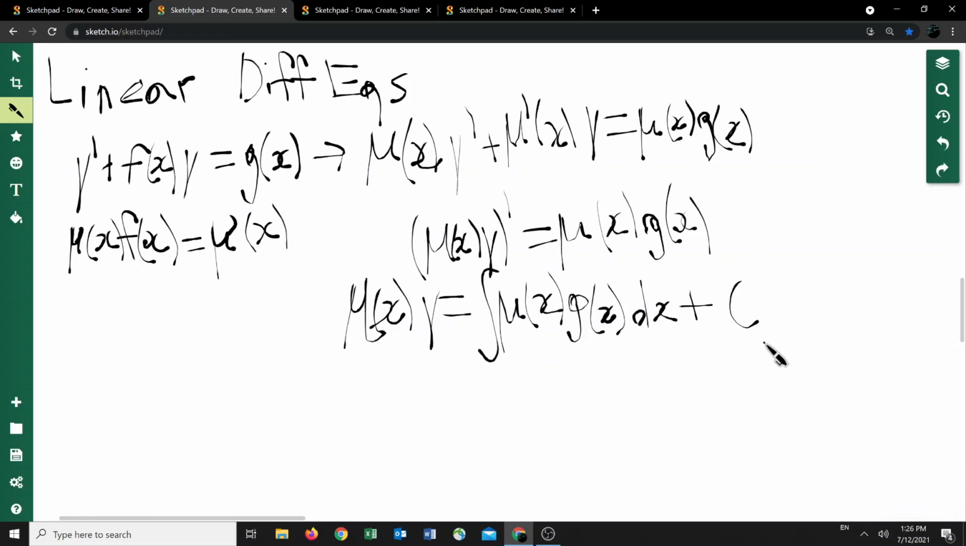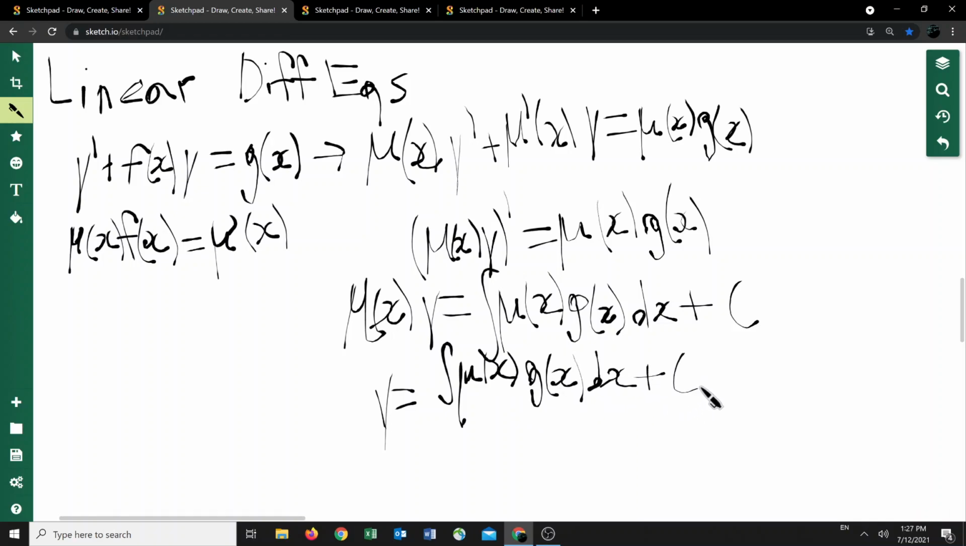I'll call this C for now. So I'm going to divide both sides by mu of x in order to get our desired explicit solution. So it's just going to be this integral. I wrote my mu very strangely there.